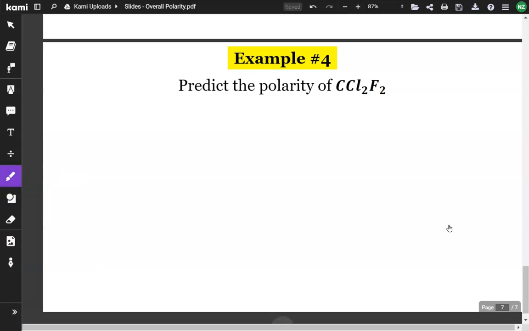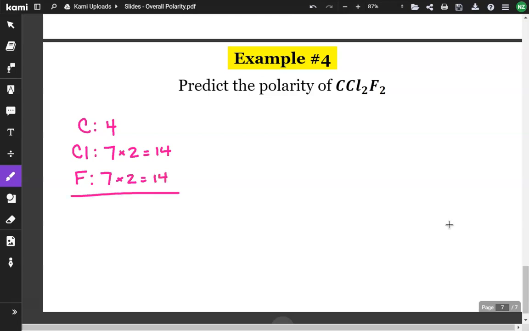Okay, here is the last one. We've got carbon, chlorine, and fluorine. There are 2 chlorines. There are 2 fluorines. When I add these all up, I get 32. Carbon goes in the middle. Chlorine on one side, fluorine over here. Bond everything. 2, 4, 6, 8.